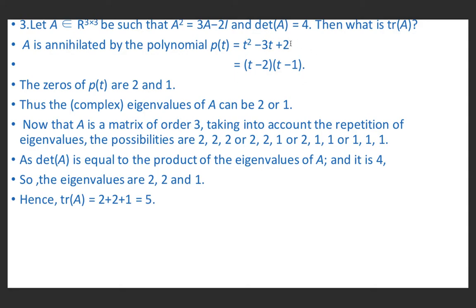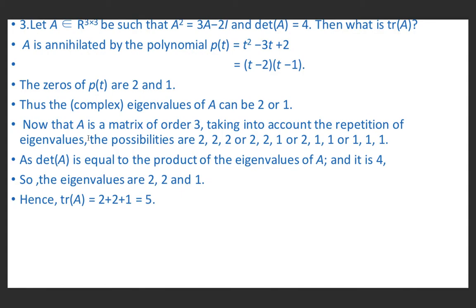If we factorize it, we get (t minus 2) into (t minus 1) and this polynomial is satisfied for the values of t equal to 2 and t equal to 1. It means 2 and 1 are the zeros of P(t). Thus, the eigenvalues of A can be 2 or 1. The zeros of the polynomial may be the eigenvalues of A. So, it will be either 2 or 1.